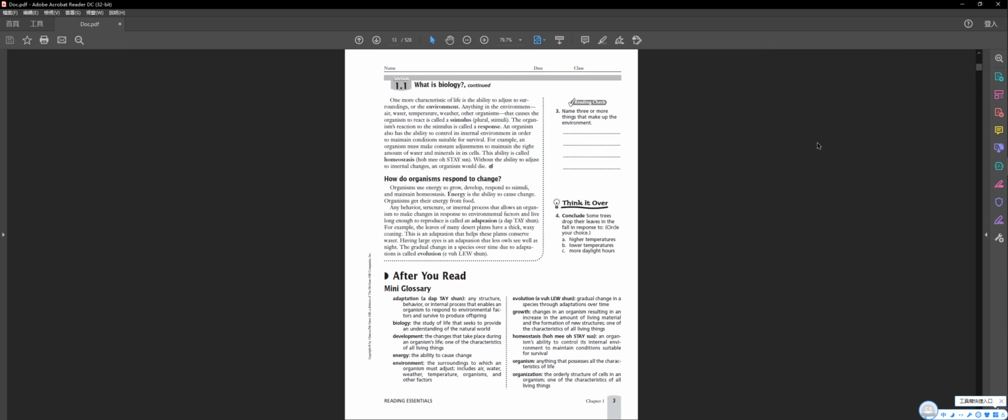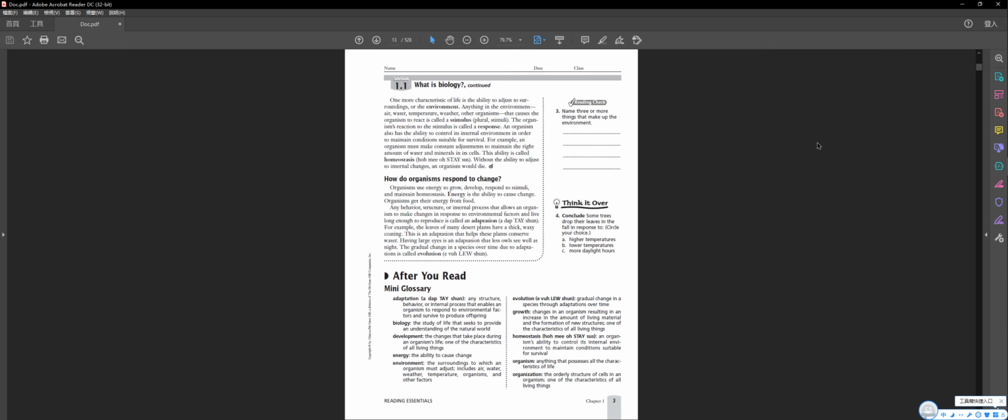How do organisms respond to change? Organisms use energy to grow, develop, respond to stimuli, and maintain homeostasis. Energy is the ability to cause change. Organisms get their energy from food.